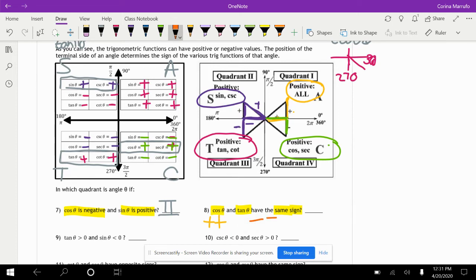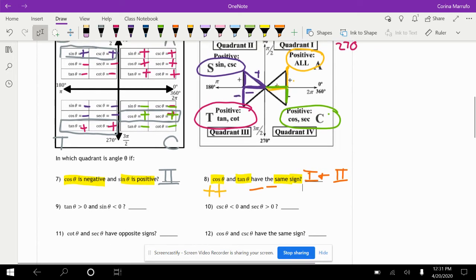Okay, so if we look into quadrant 1, we're looking at cosine and tangent. Cosine and tangent are both positive. If we look in quadrant 2, cosine and tangent are both negative. If we look in quadrant 3, they are opposite signs. If we look in quadrant 4, they're also opposite signs. So here it says when our cosine and tangent have the same sign, it is going to be in quadrant 1 and in quadrant 2. So right here, I'm going to put 1 and 2. And remember, we write our quadrants with Roman numerals.